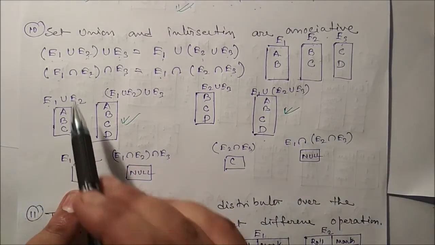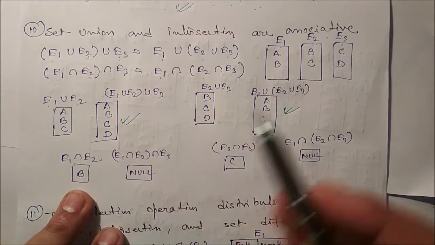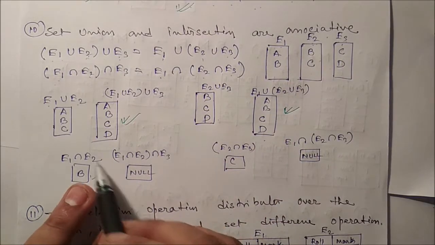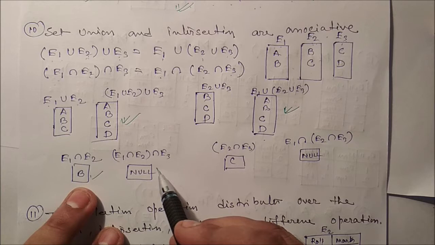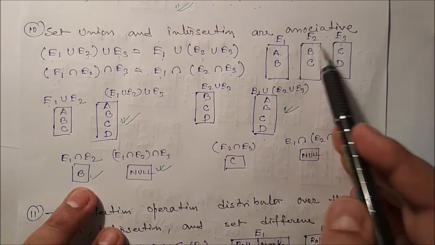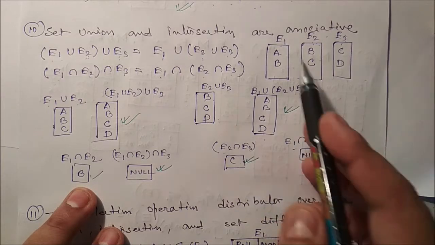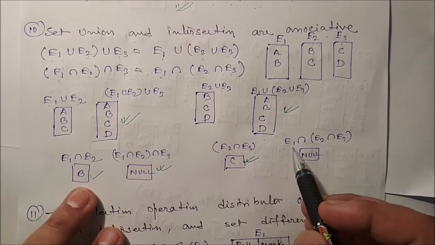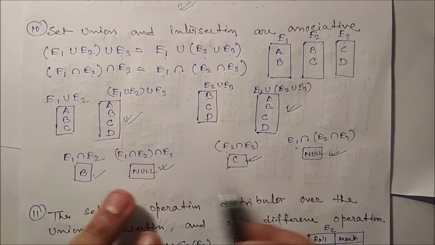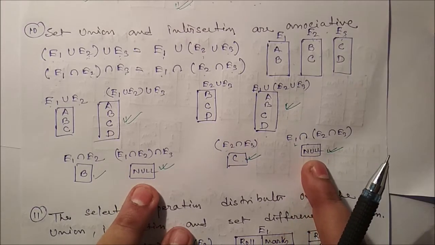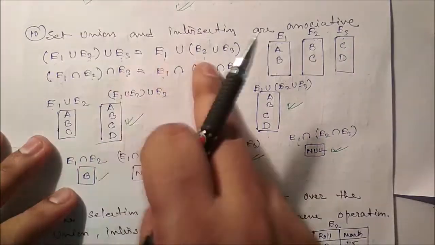Similarly, if you apply E1 intersection E2, the common thing is B. Intersection with E3, there is no common thing, so it is null. In this case, E2 with E3, the common is C. But here E1 has no C, so E1 intersection with that output is the same. So in both the cases, it is null. So that means you can say both are equivalent.